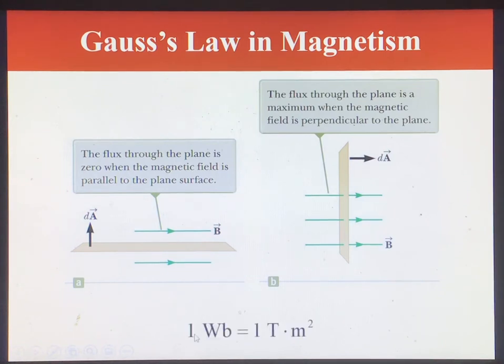Now the magnetic flux is calculated in units called the Weber. So 1 Weber is given by 1 Tesla meter squared. It's a magnetic field of 1 Tesla through a surface that has an area of 1 meter squared. So 1 Tesla times 1 meter squared gives me a magnetic flux of 1 Weber.